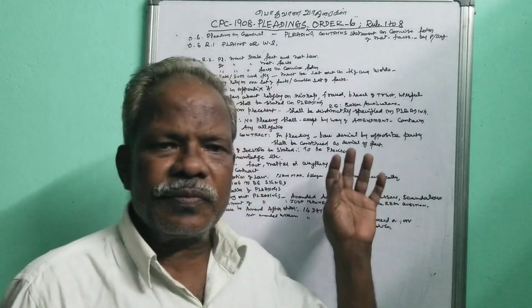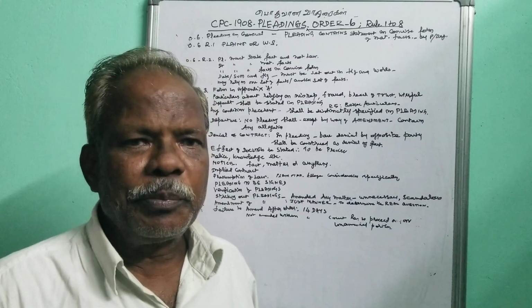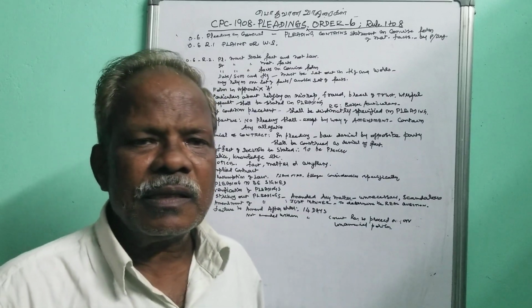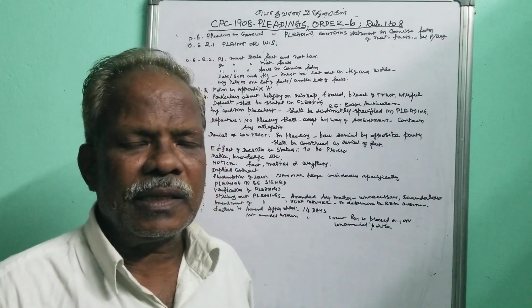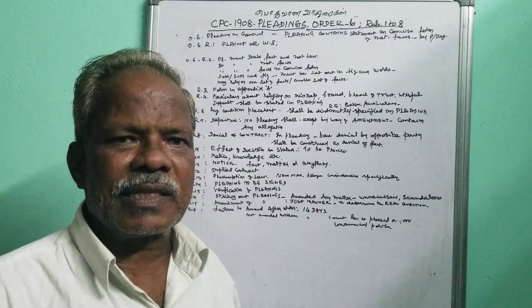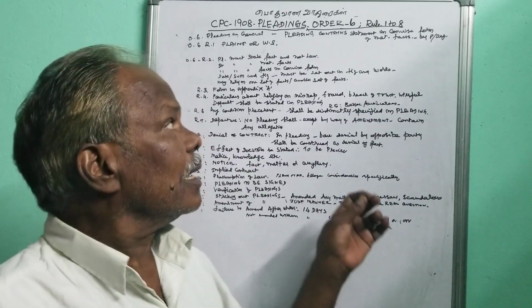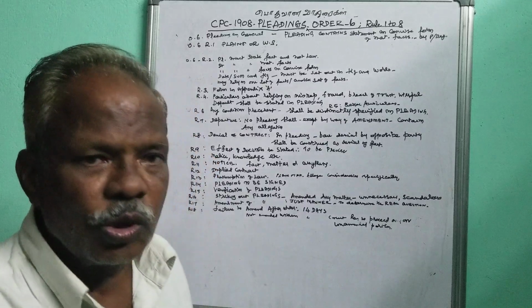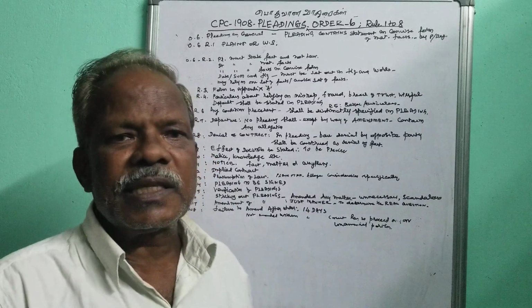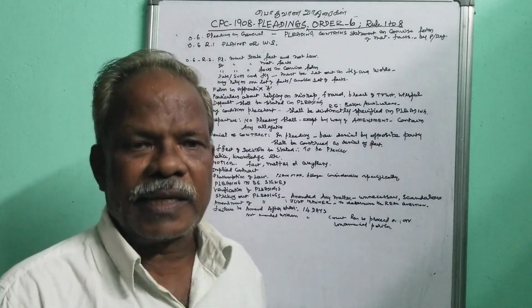Today in this video we are going to discuss pleadings in the Civil Procedure Code 1908. Pleading is dealt with in Order 6, Rules 1 to 18. In these rules the pleading is dealt with.